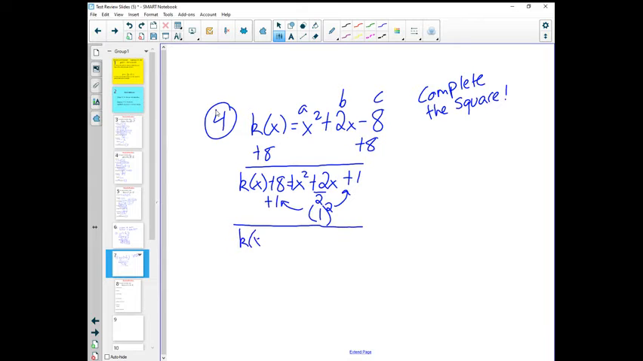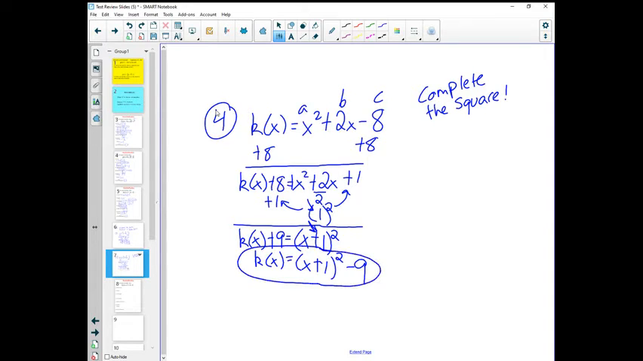Now we can simplify. 8 and 1 makes 9. And the right side is (x + 1)², using the shortcut we learned in class. Remember, the shortcut was this halved term becomes the factor when you factor that right side. The last step is to solve for k(x) by moving 9 to the other side. Now that equation is in vertex form. If you struggled with completing the square, this is from section 2.1b in your notes.